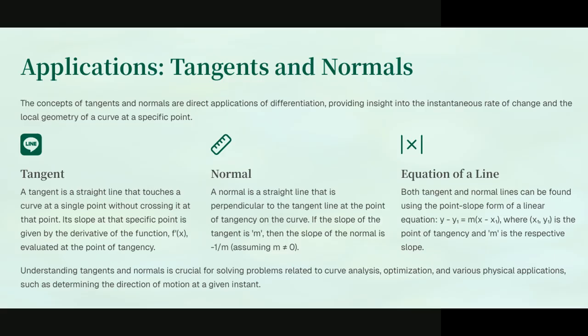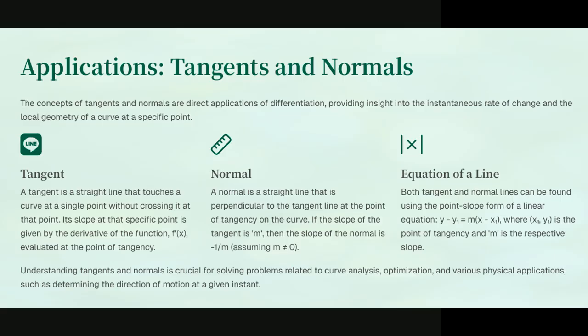Next, we have another application, which is in the equation of a line. Both the tangent and normal lines can be found using the point-slope form of a linear equation, where y minus y1 is equal to m times (x minus x1), where (x1, y1) is the point of tangency and m is the respective slope. Of course, this is used in curve analysis, optimization, and other physical applications where we are dealing with motion.